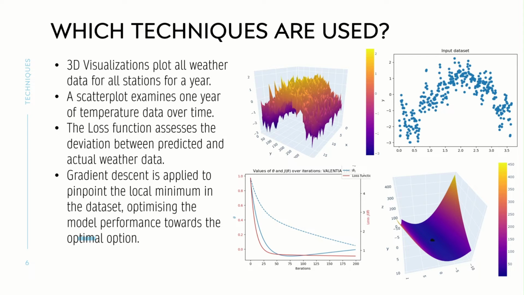We use line plots and scatter plots to visualize weather data across all stations for different years. We use scatter plots to summarize one year of temperature data over time. And here we have log functions to assess deviation between predicted and actual weather data. Here is the graph of gradient descent applied to pinpoint the local minimums in the datasets, optimizing the model.